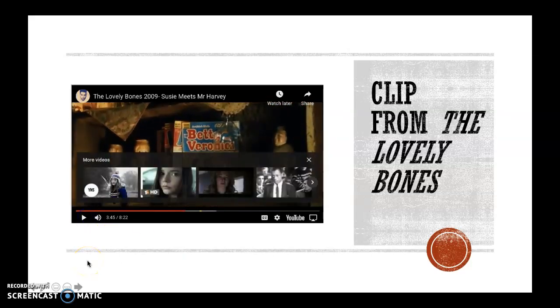Okay, so I'm going to end the clip there, but basically what happens is after he traps her in there, he rapes and murders her.